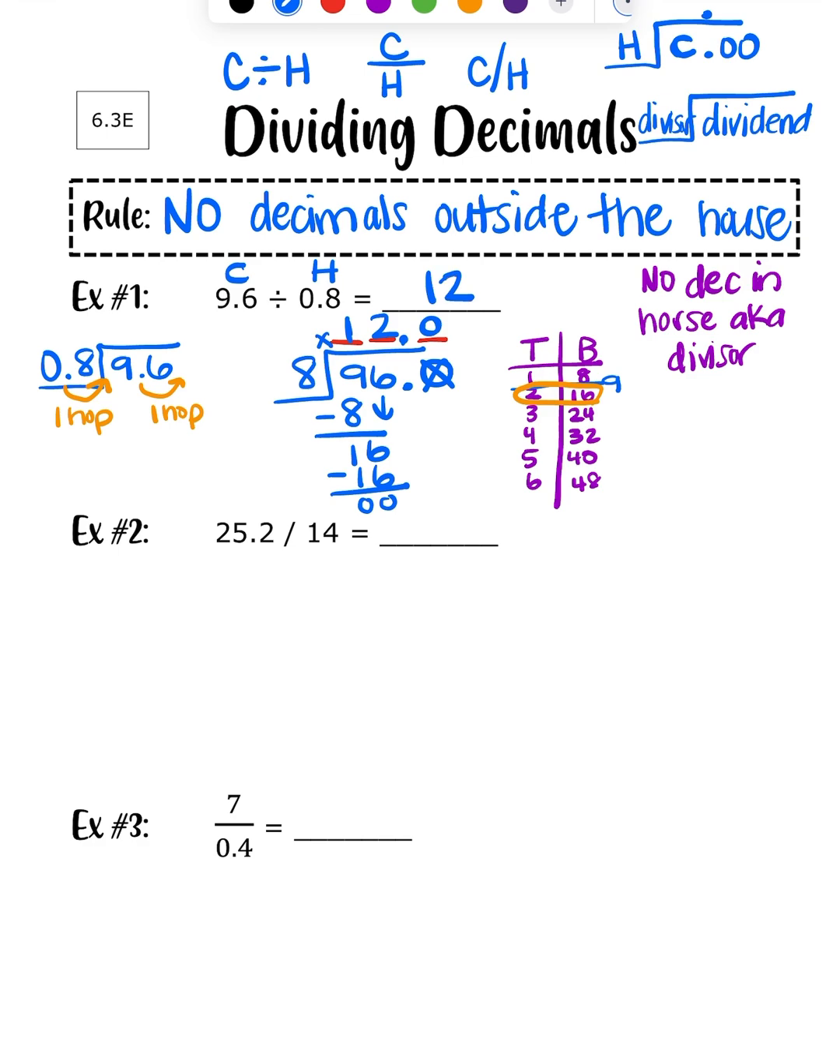All right, let's try it again with example number 2. First things first, I'm gonna label my cowboy and my horse. And I'm gonna set them up in my division house. So I'm gonna draw my division house. I'm gonna put my horse outside, and I'm gonna put my cowboy inside. Well, this time, I'm gonna put my boots and hat stacked. I can see that my outside number, my divisor, my horse, does not have a decimal. It is already a whole 14. So because it is already a whole 14, I don't need to move my decimal.